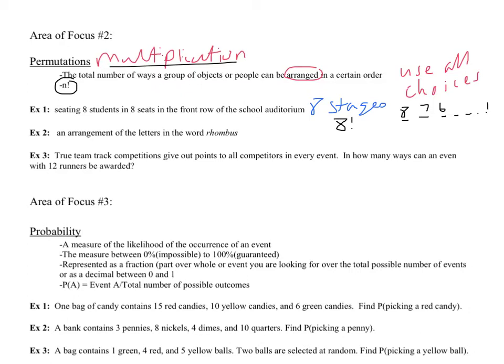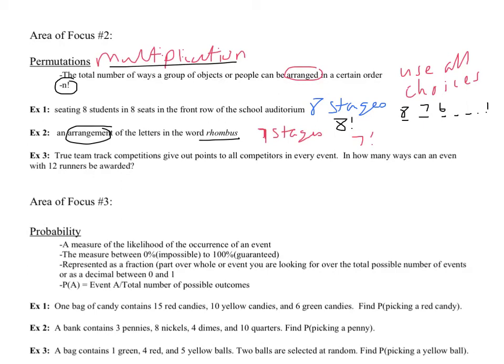Example 2 here is an arrangement of letters in the word rhombus. So how do you find, and again, arrangement is a key here to look for to decide if it's a permutation or a counting principle. Arrangement usually is a permutation. But again, all the letters in the word rhombus rearranged in an arrangement is a permutation. You just have to look at how many letters are there? 1, 2, 3, 4, 5, 6, 7. So you would have 7 stages, and you would write this one as 7 factorial.